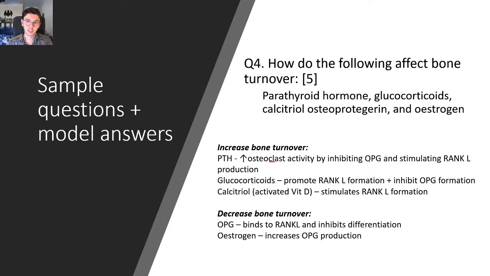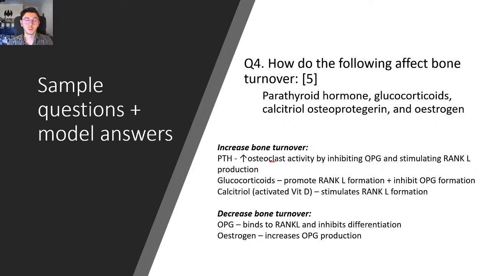Glucocorticoids, on the other hand, promote RANKL and also inhibit OPG, so it's the same thing. They promote RANKL, you get more osteoclasts working, and therefore you have improved bone turnover. And then finally you have calcitriol, which is activated vitamin D, and this stimulates RANKL formation.